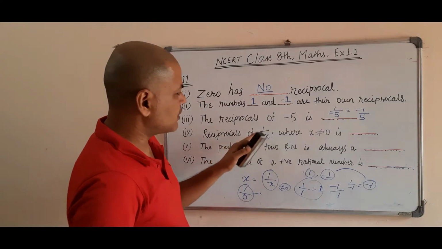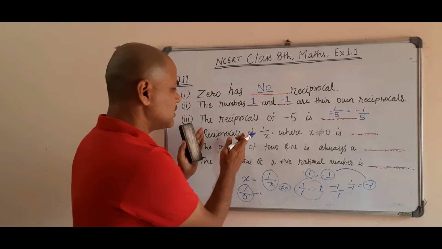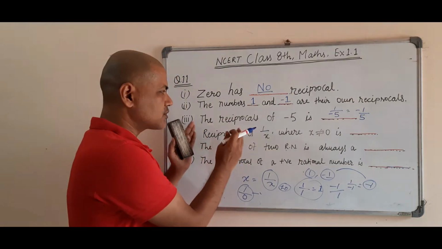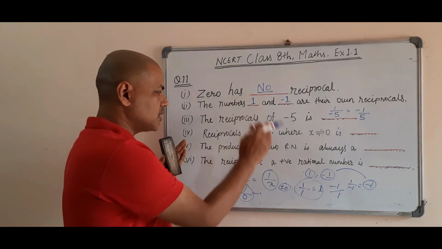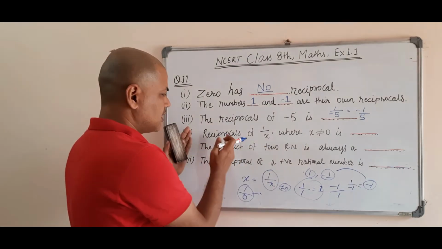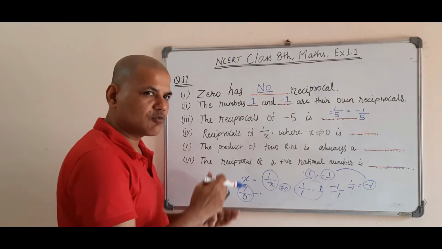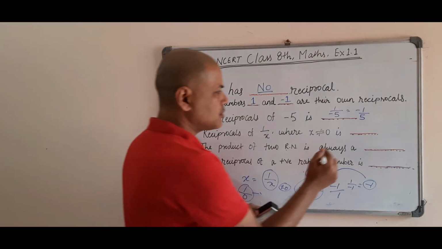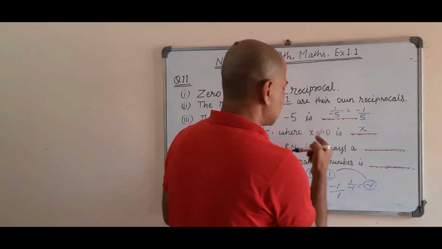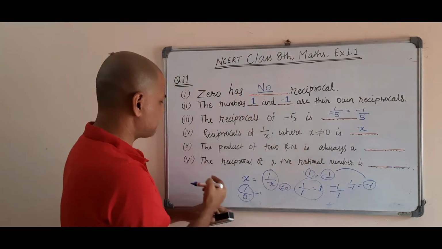Fourth is: the reciprocal of 1 by x, where x not equal to 0, is what? This is basic, actually, based on what we are solving all the other examples. So the reciprocal of x is 1 by x. In the same way, the reciprocal of 1 by x is 1 by 1 by x, and that will be equal to x. Of course, x will not be 0, otherwise this will be undefined.